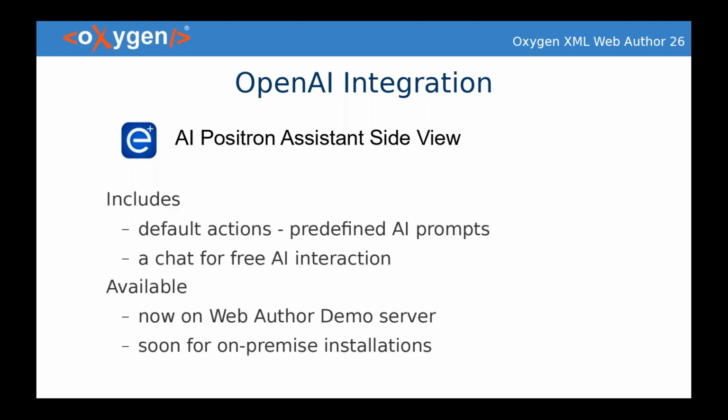The AI Positron Assistant side view includes default actions that are actually predefined AI prompts, and it includes a chat for free AI interaction that will allow you to refine the responses you receive from the AI service. This plugin is now available on the Web Author demo server that is hosted on our website, and will soon be available on on-premise installations.